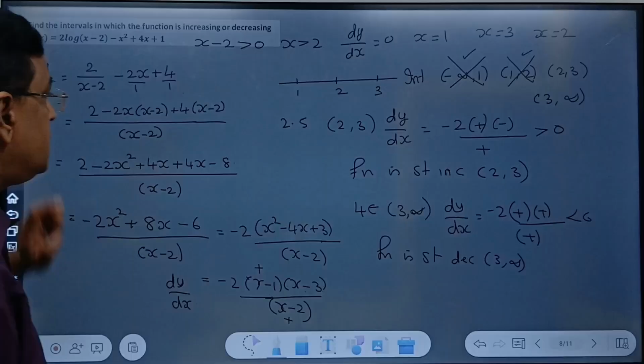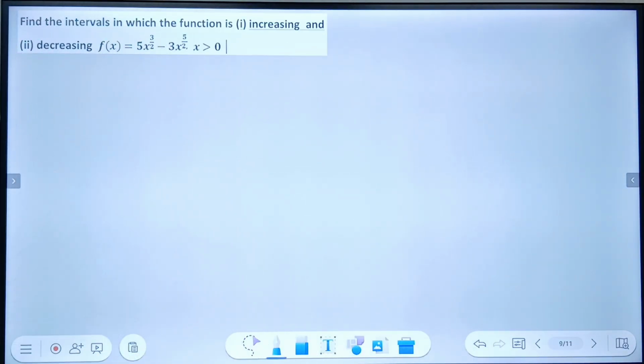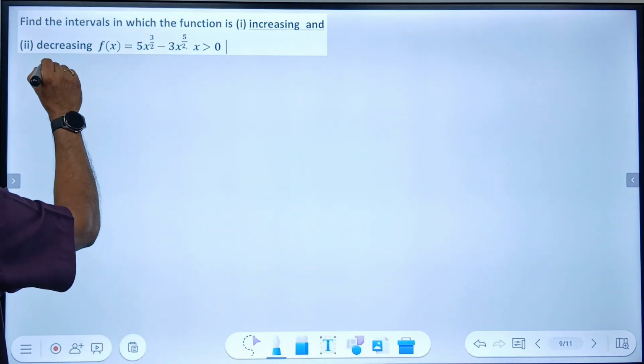Okay, let's do the last problem for the day. With that we'll stop, and then we'll continue problems involving trigonometry in the next class. Okay. Now this is the last problem.